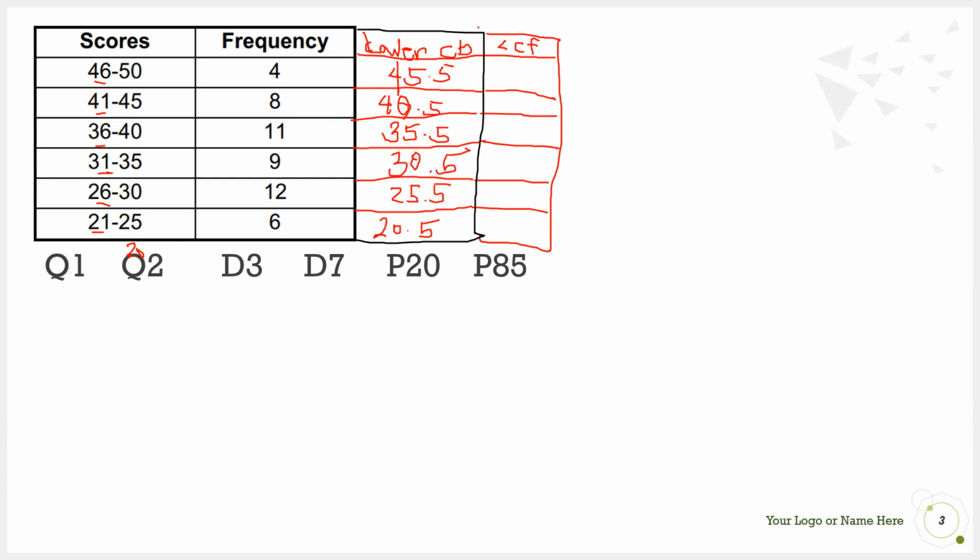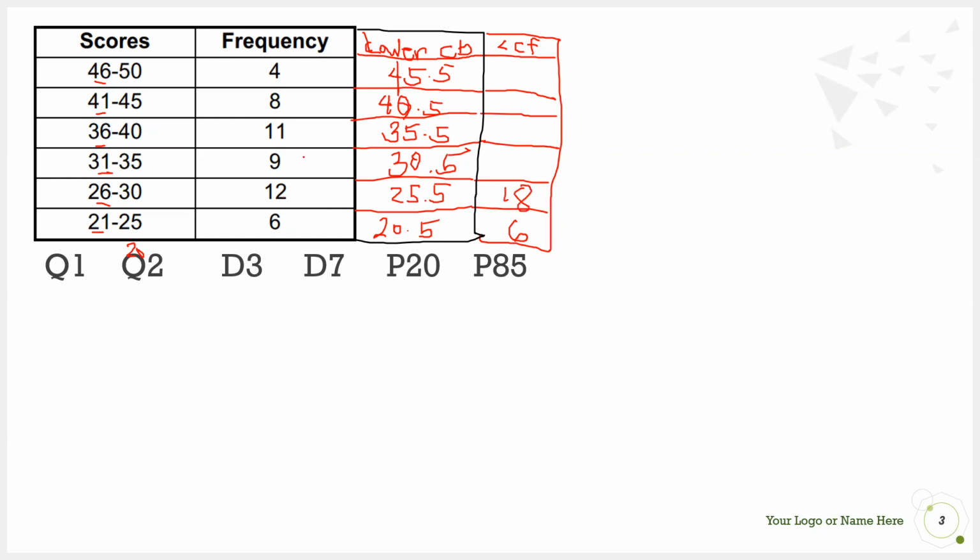Punta tayo sa CF. Sa CF naman, is a cumulative frequency. Ibig sabihin, cumulative ay unti-unti nating ina-add ang frequency. We'll be starting sa pinakamababa. Ibig sabihin, the lowest step ang magsisimula tayo. The lowest step is 21 to 25. So magsisimula tayo sa 6. Okay? Gagayahin natin yung frequency nun. 6. 6 plus 12. Pakisagot po ako. 18 po.